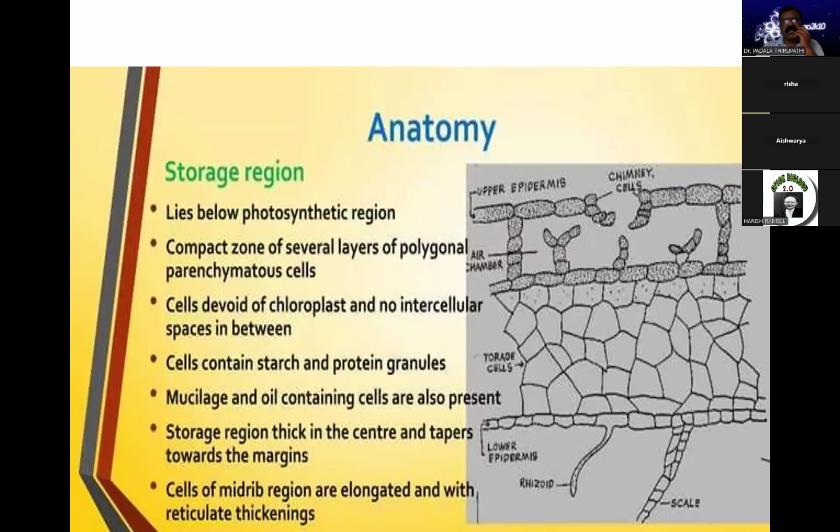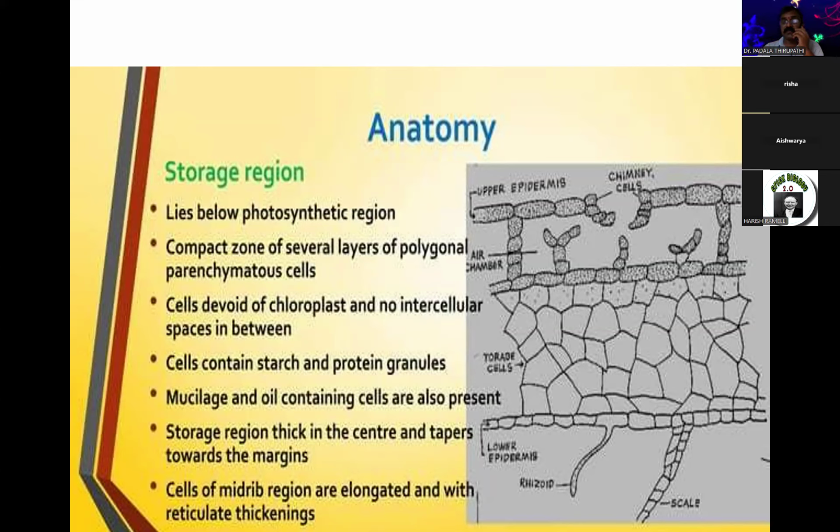Lower side, you're seeing the storage region. After photosynthesis, the food material which is prepared is stored on the lower side for future use. So that's why it is called the storage region. Just below the photosynthetic region, you're seeing the storage region, and just below the storage region, a single layered outermost layer, that is the lower epidermis, you're seeing. On the lower epidermis, usually in the middle region, you're seeing the rhizoids and scales.